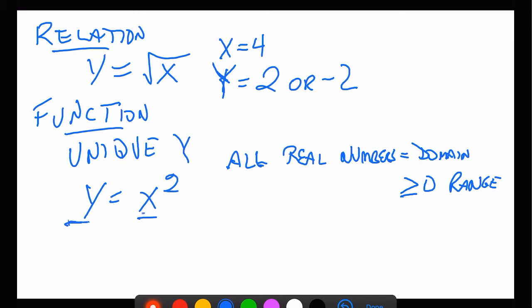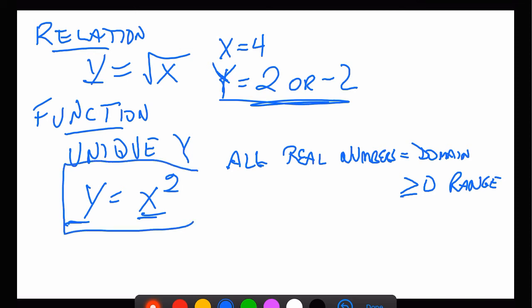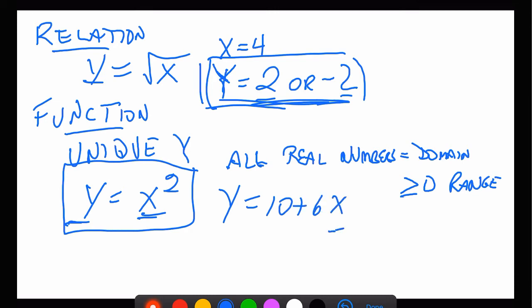Okay? Do we see the difference between the function and the relation? The relation here, there's 2 or more possible answers, or there could just be one, right? This is a relation, but it's also a function. This is a relation, but it's not a function because there's not one unique answer. So before we said y equals 10 plus 6x, every x couples with a specific y. That's a function. Okay? It's only a relation if there's more than one possible outcome.